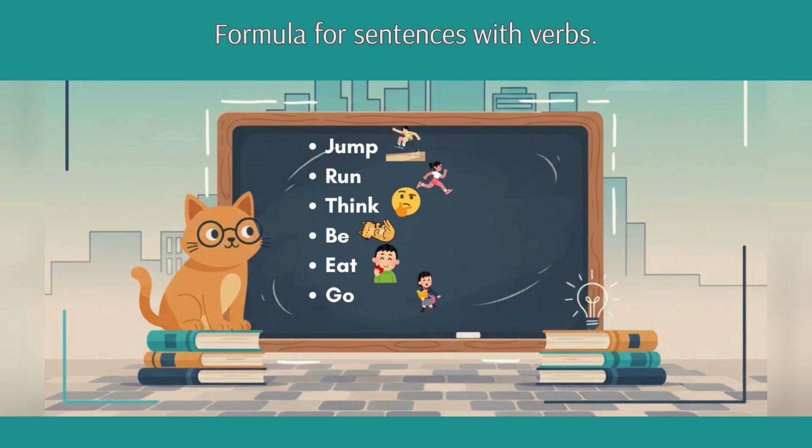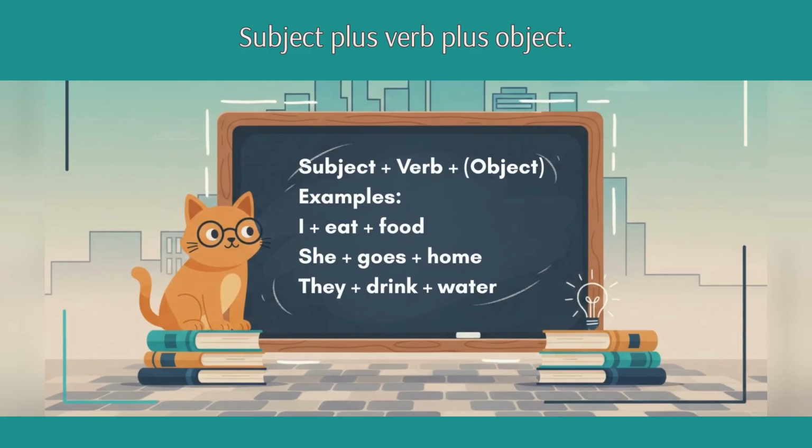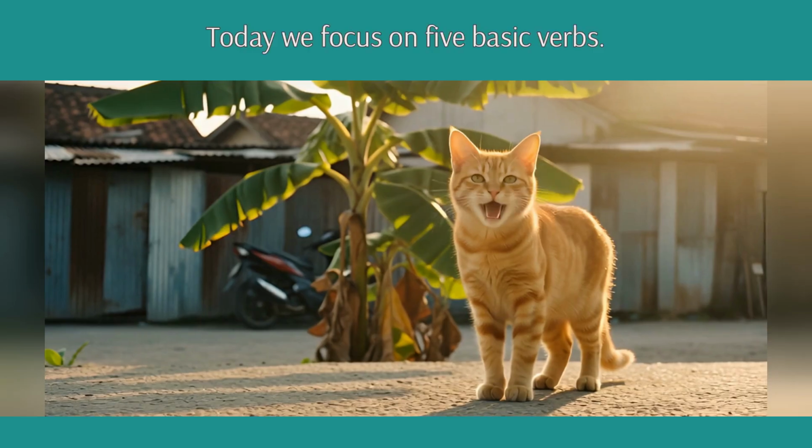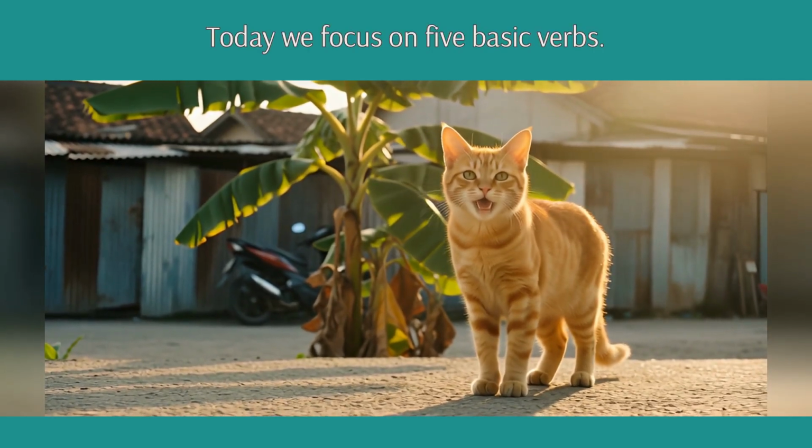Formula for sentences with verbs. Subject plus verb plus object. Examples. I plus eat plus food. She plus goes plus home. They plus drink plus water. Today we focus on 5 basic verbs.